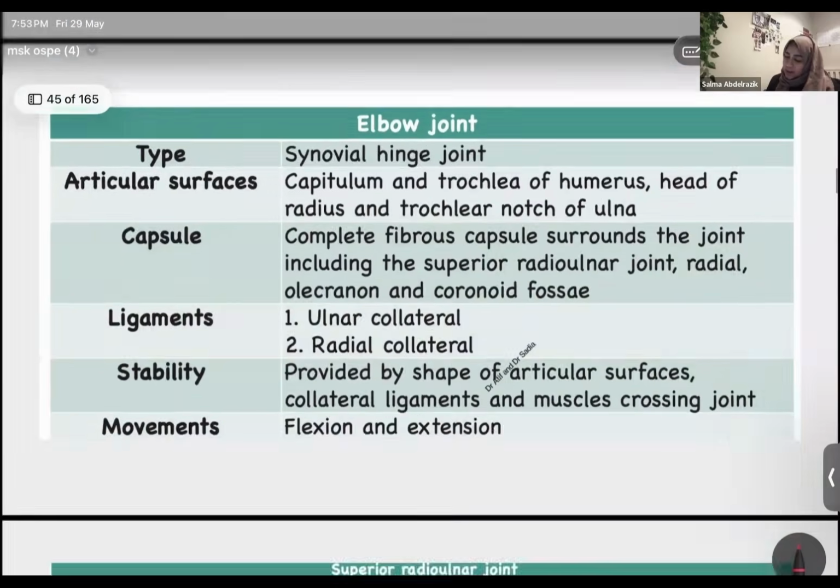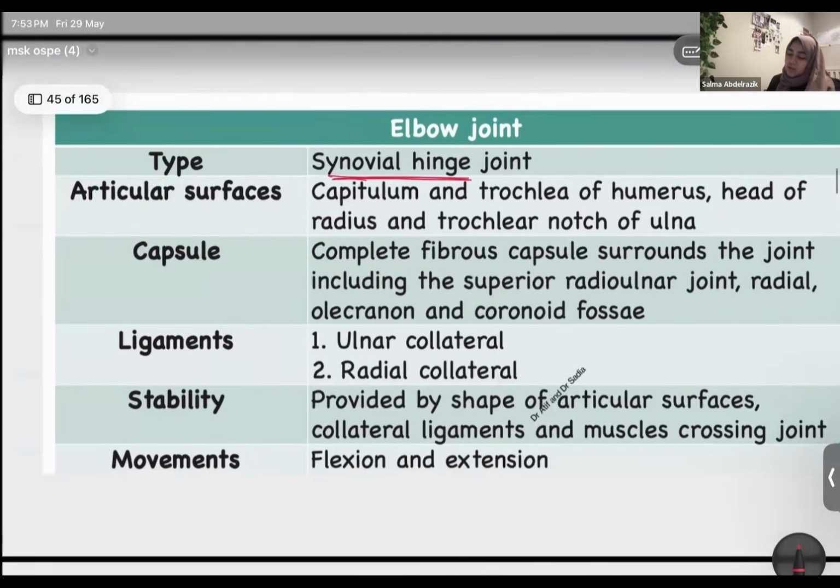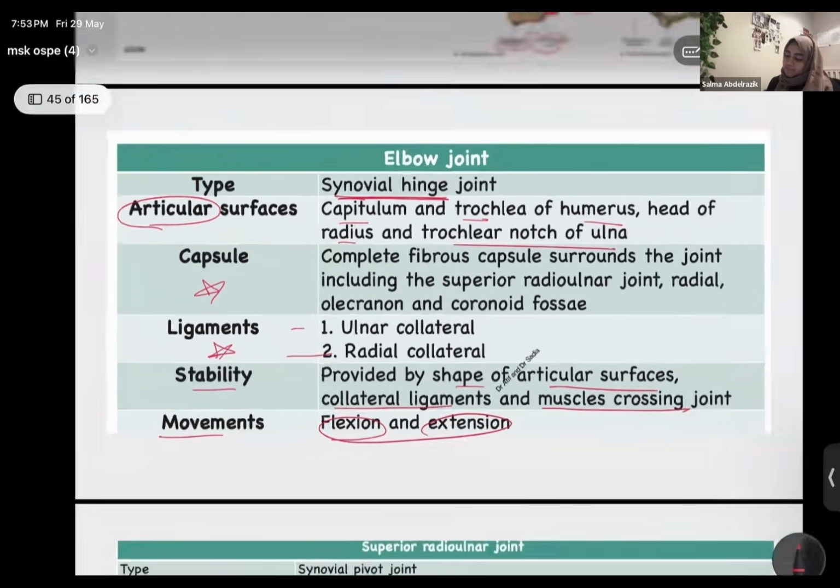Let's continue. Elbow joint summary. It's a synovial hinge joint because it clearly just flexes and extends. The capitulum and trochlea of the humerus are the articular surfaces, along with the head of the radius and trochlea. And I think we have a capsule. The ligaments are the ulnar collateral and radial collateral. Stability is provided by the shape, collateral ligaments and muscles, and movement is flexion and extension.